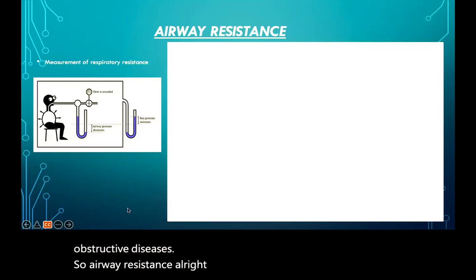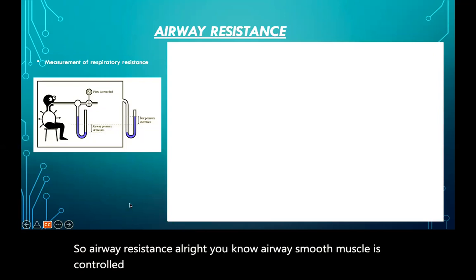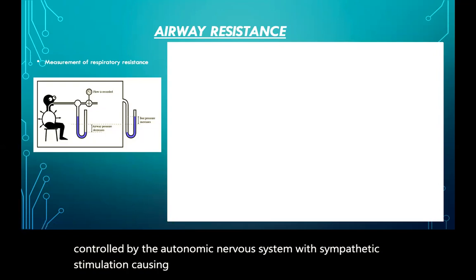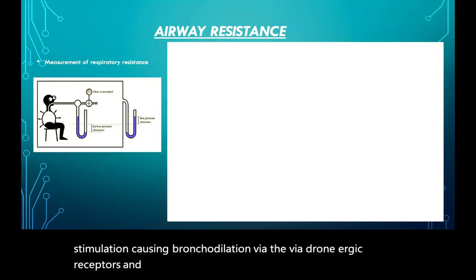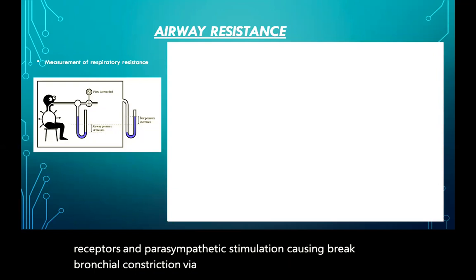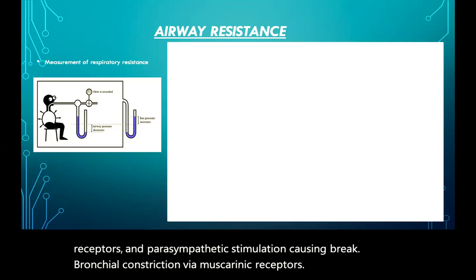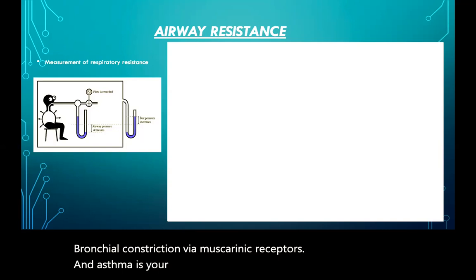Airway smooth muscle is controlled by the autonomic nervous system, with sympathetic stimulation causing bronchodilation via the beta adrenergic receptors, and parasympathetic stimulation causing bronchoconstriction via muscarinic receptors. And asthma is your principal acute obstructive disorder.